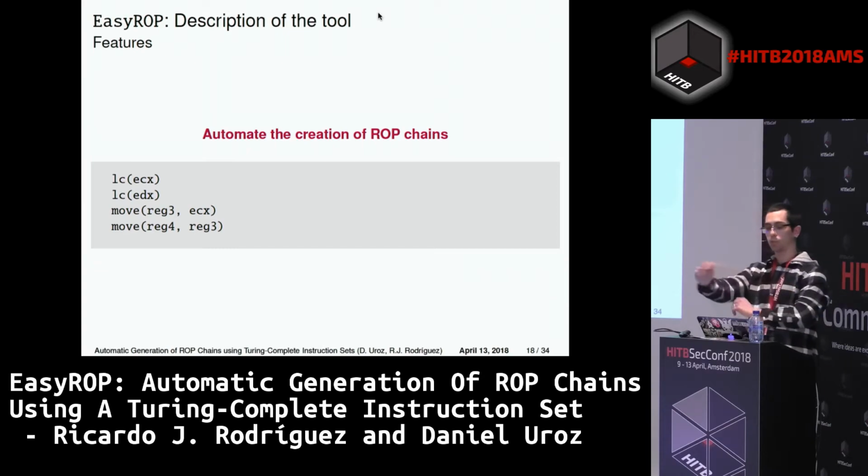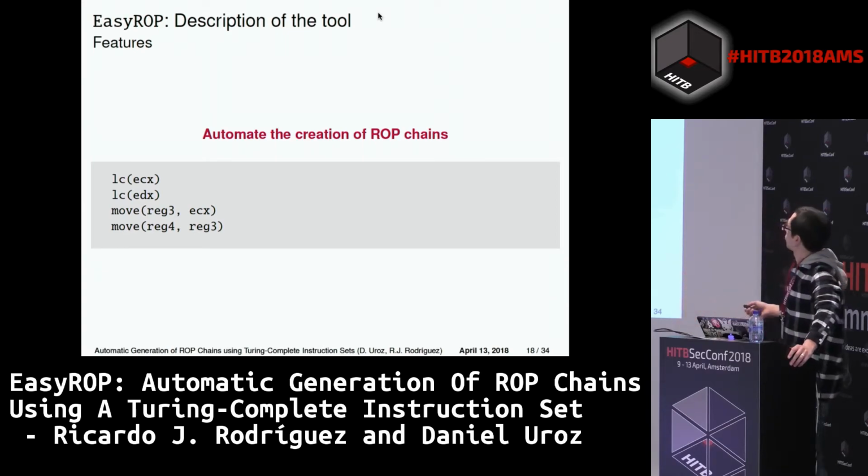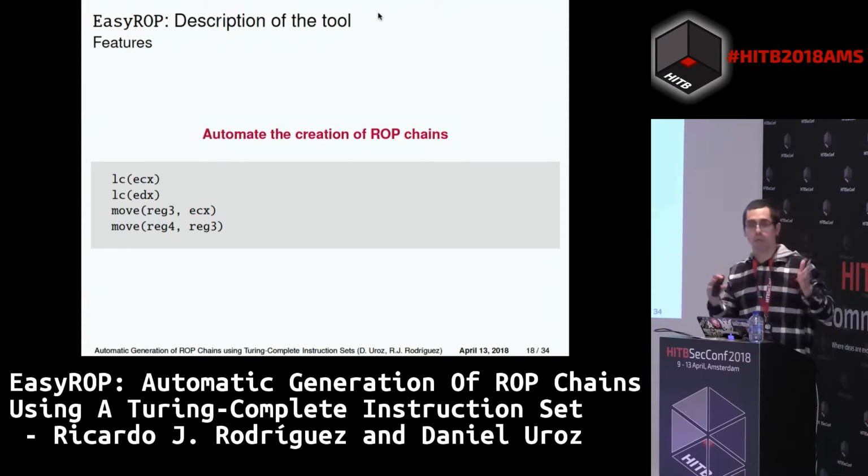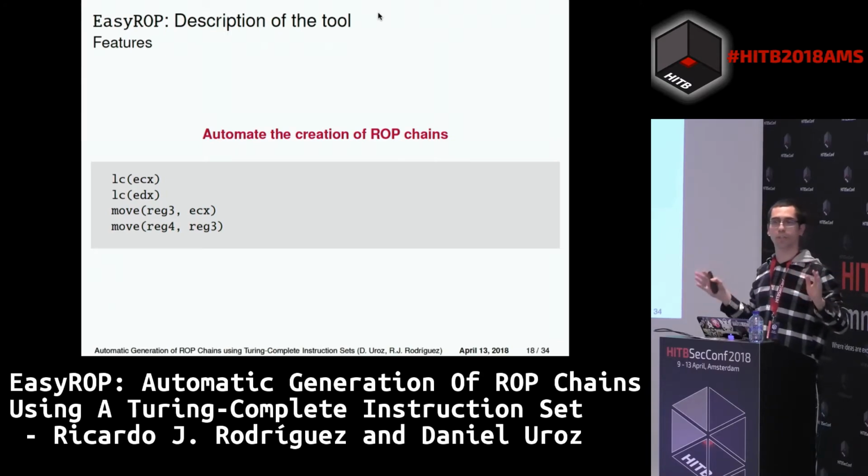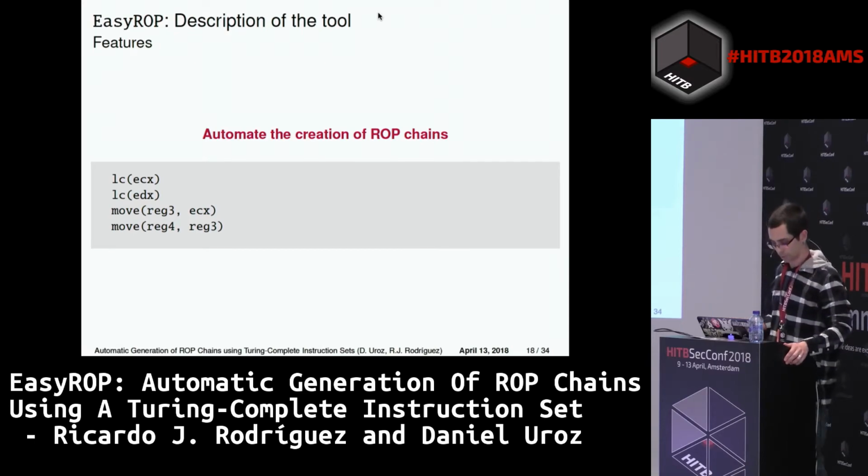Regarding the automation of the creation of ROP chains, consider that you want to create a ROP chain with these operations: load a constant in the ECX register, load a constant in the EDX register, and move the value that I have in ECX to another register, reg3. That means this is a mask. It could be any kind of register; I don't care about the register. And then move from that register to another register.